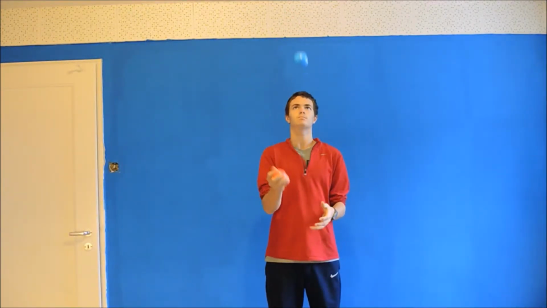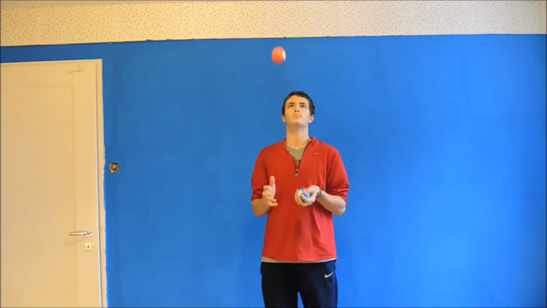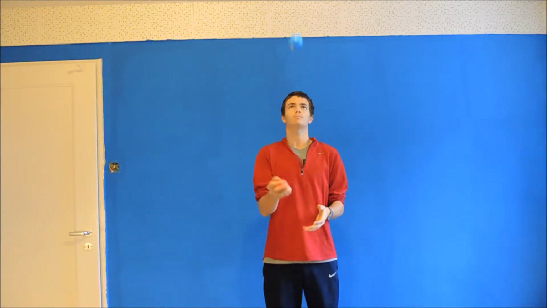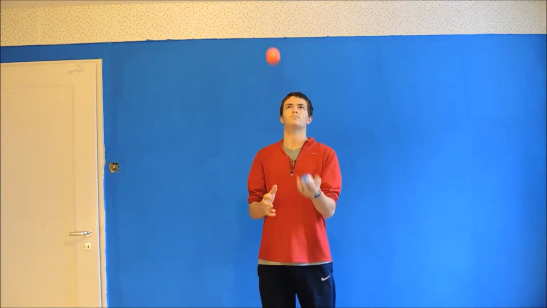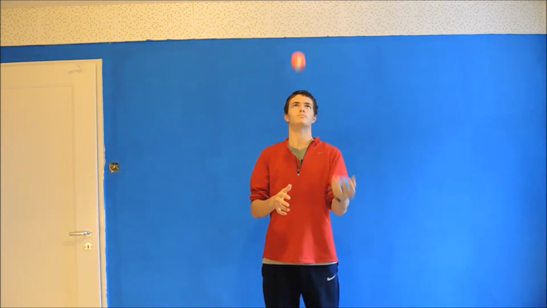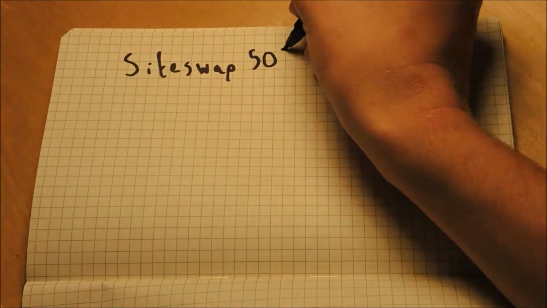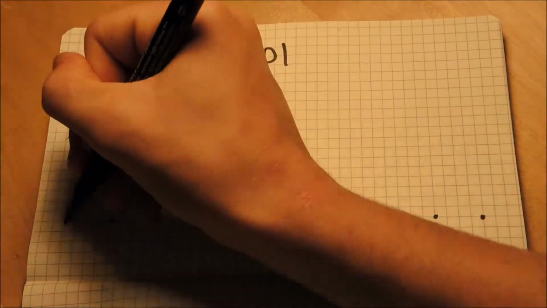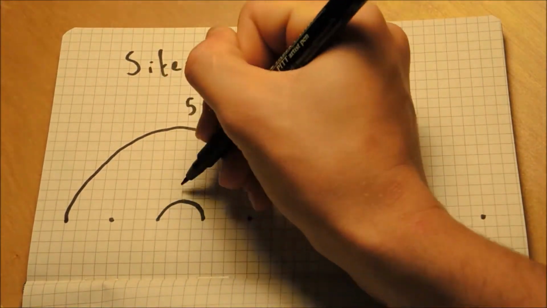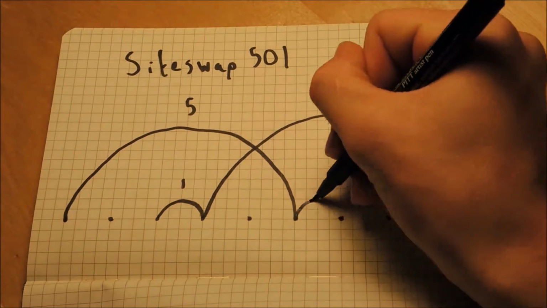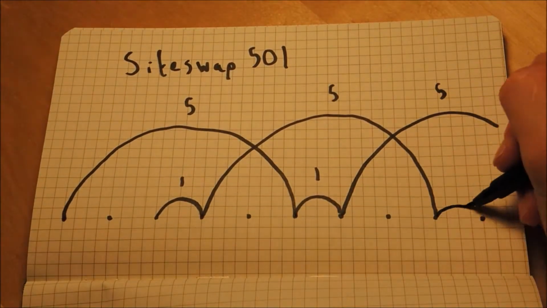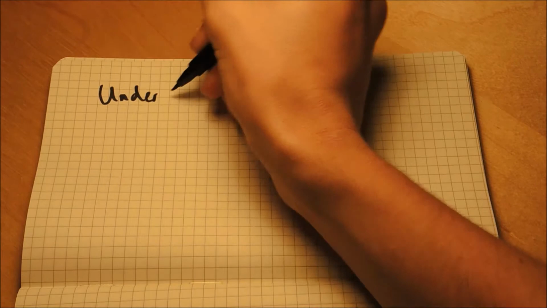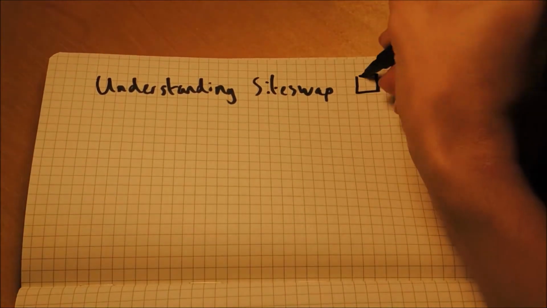From there, the pattern just repeats itself. So this pattern is 5, 0, 1, repeated. So, this is what the siteswap diagram for 5, 0, 1 looks like. What's confusing about this one is that you have to look out for the 0. There's a 5, and then wait, we skip a beat. That's the 0. 5, 0, 1.